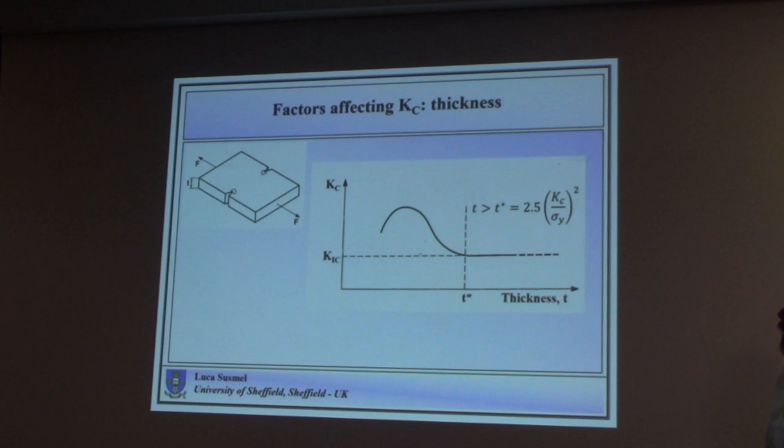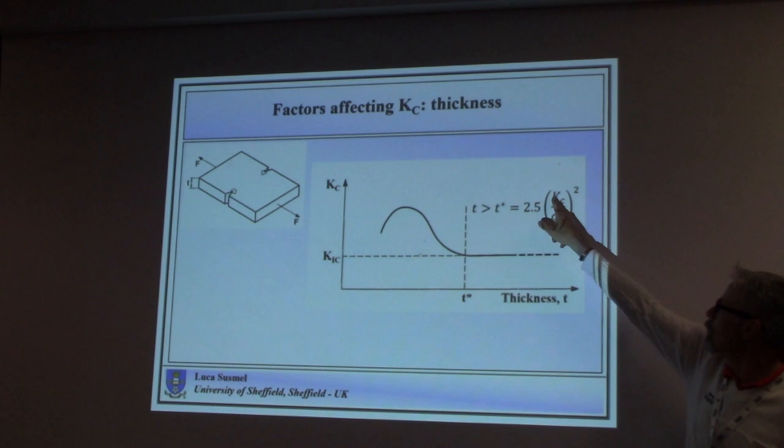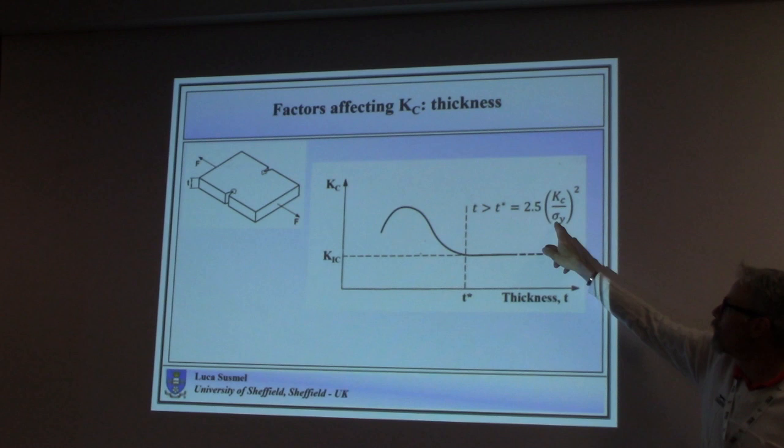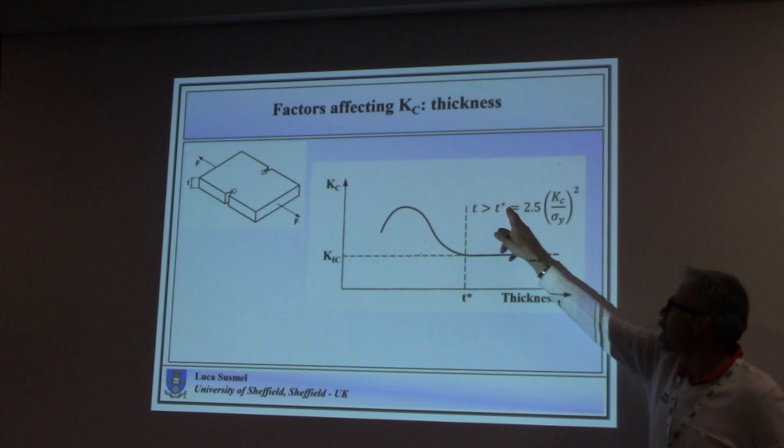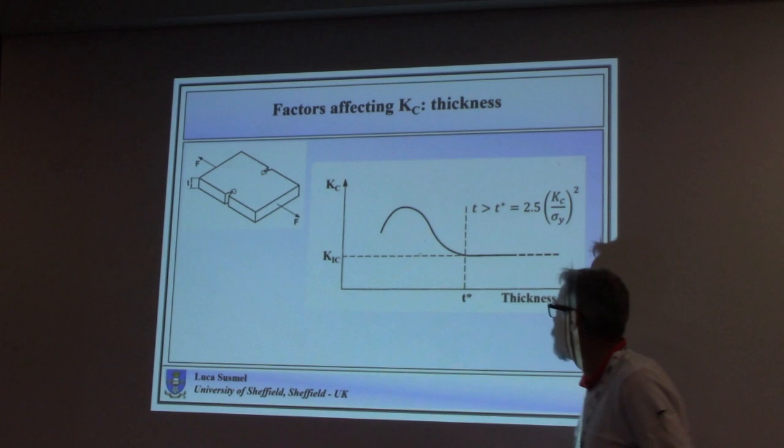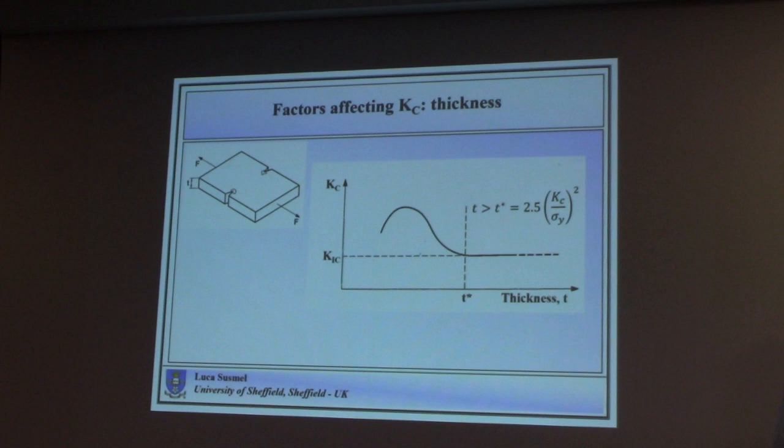And according to the pertinent ASTM recommendation, if you have your KC value and your yield stress, and for brittle materials you can replace the yield stress with the UTS here, and you multiply the square of this ratio times 2.5, and if your thickness is larger than this value, then according to the ASTM recommendations, you are in the plane strain condition. Why is that? Have you got any idea? Good. Let's try to understand why.